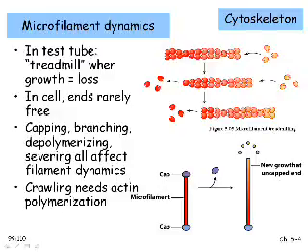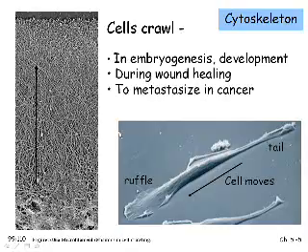We do know that, for instance, for a cell to crawl forward, it has to be able to have new actin polymerization. So there has to be a way to get at that end to add in more actin monomers. Any questions so far? Okay.